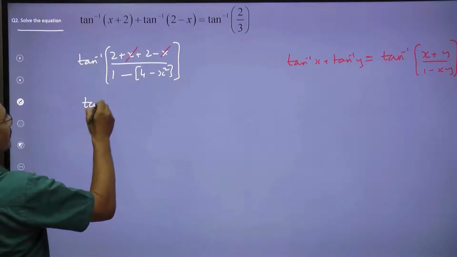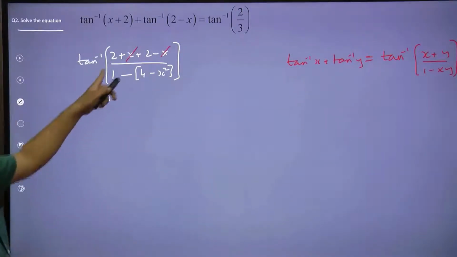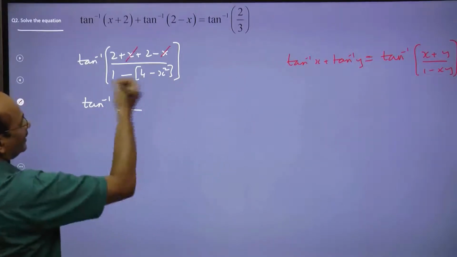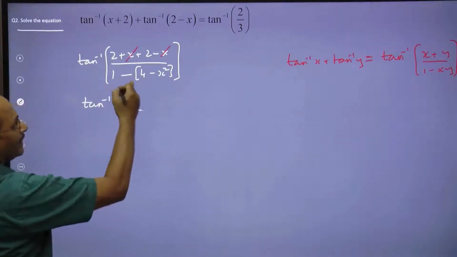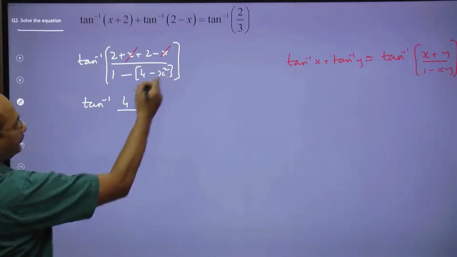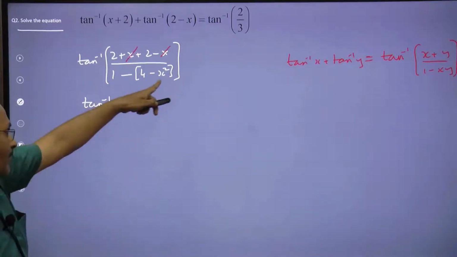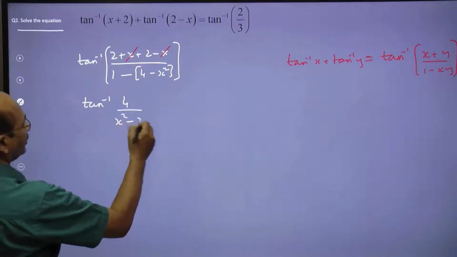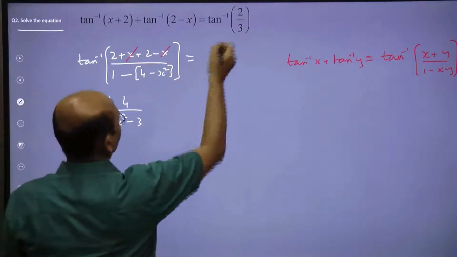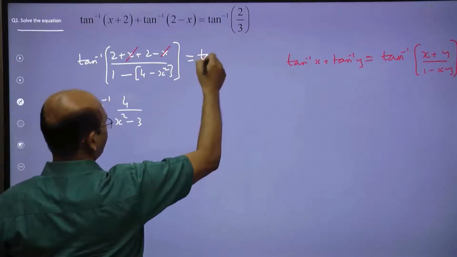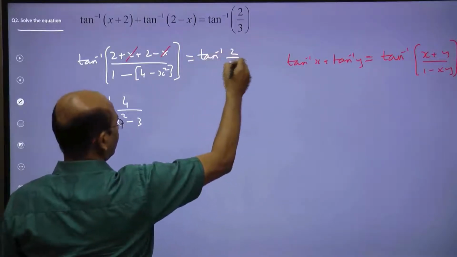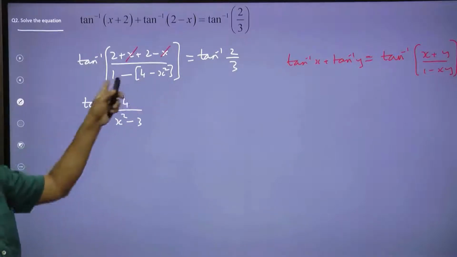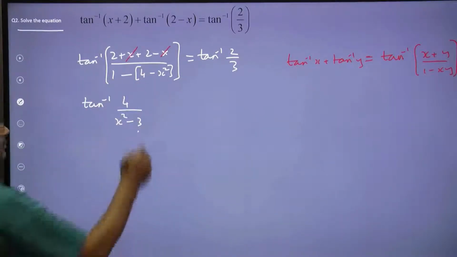So this will become tan inverse. Try to understand, 2 plus 2 will become 4. It is just plain application of that formula. 1 minus 4 is minus 3, and minus 3 plus x square, so x square minus 3. Do not forget this portion here. It is equal to tan inverse 2 by 3. Minus of minus becomes plus here, 1 minus 4 plus x square, which is x square minus 3.